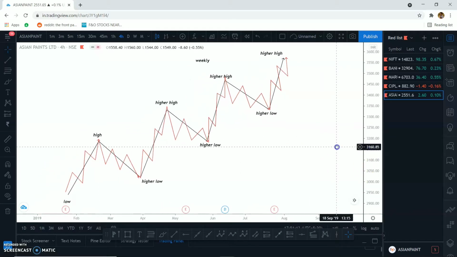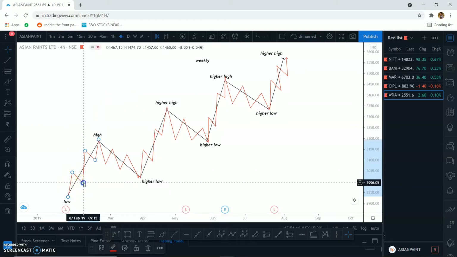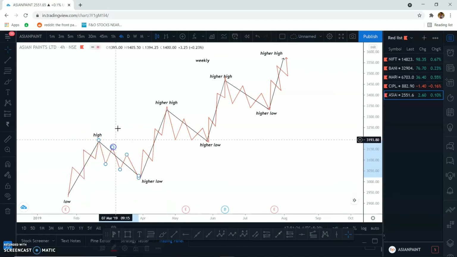Now what are we supposed to do? This is the daily time frame. Now if I go to the 1-hour time frame and check the trend, it's probably going to look something like this, and you don't want to dig deep into that. That's where you lose your trades.